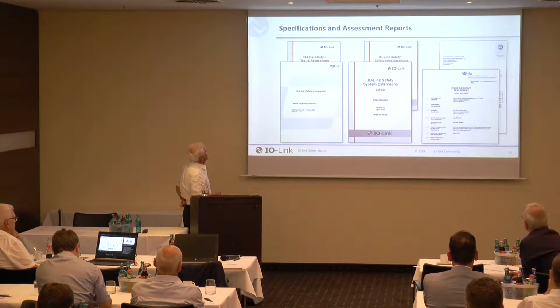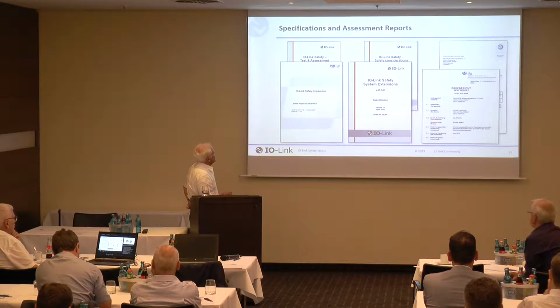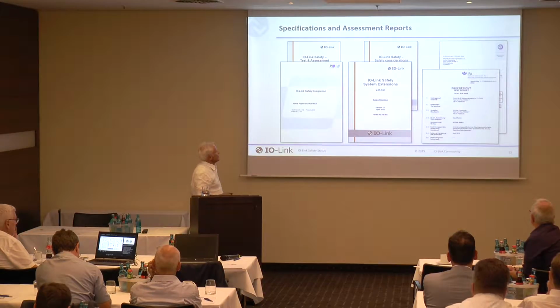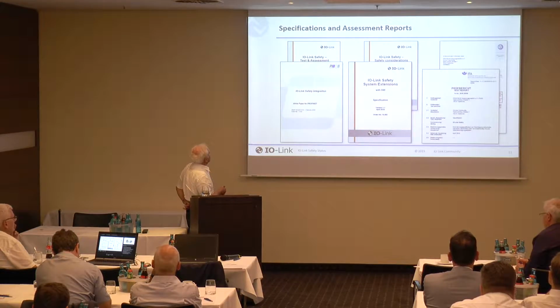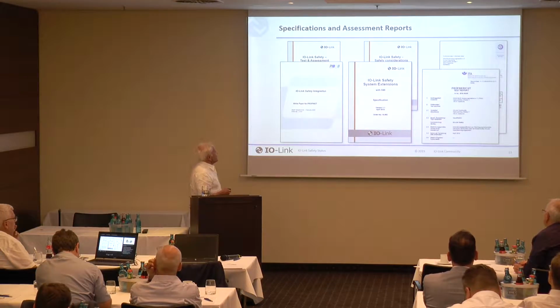So IO-Link safety communication, what did we achieve so far? This is the main specification. Back in April 2018, we had to create a lot of papers for the safety assessment bodies like BIA and TÜV. Here are the reports. This is the BIA report, and this is the TÜV report. We have the test specification. I will come back to this one. And safety integration is now available as a white paper.